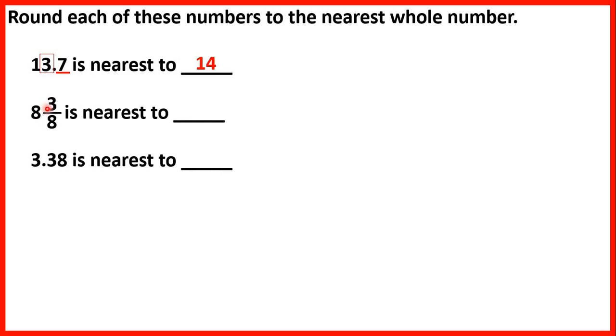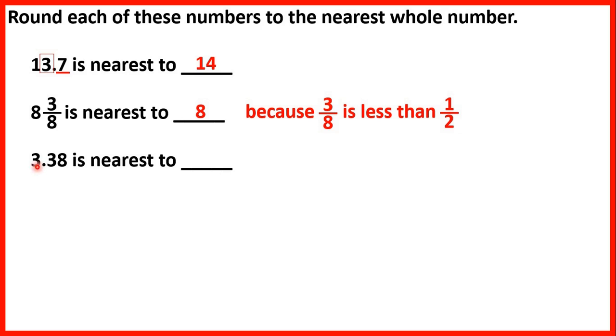Now we have 8 and 3/8. So 8 and 3/8 will be between the whole numbers 8 and 9, but it will be closest or nearest to 8, and that's because 3/8 is less than 1/2. So 8 and a half would be right in the middle of 8 and 9, but 8 and 3/8 would be closer to 8, because 1/2 is the same as 4/8, and we have less than that.